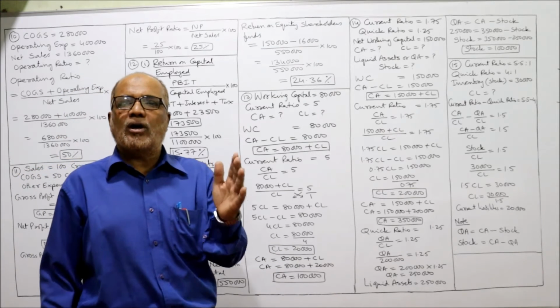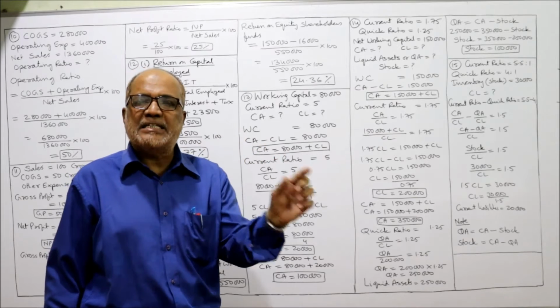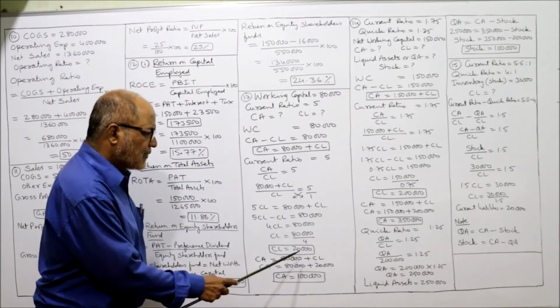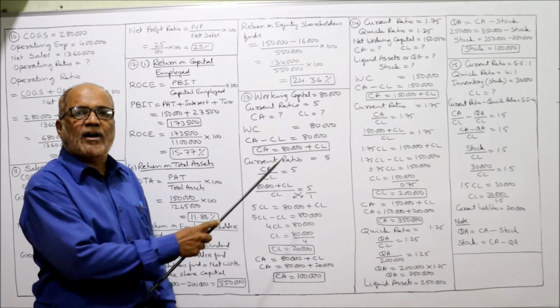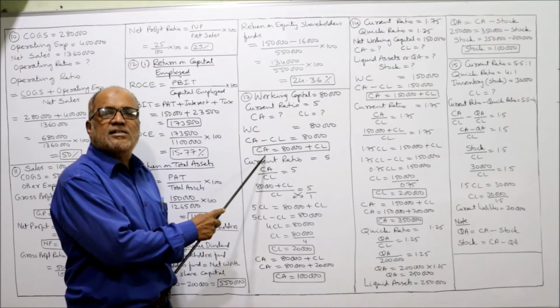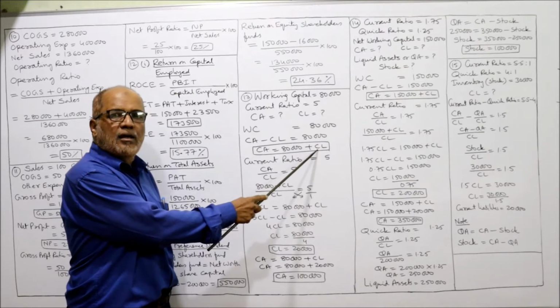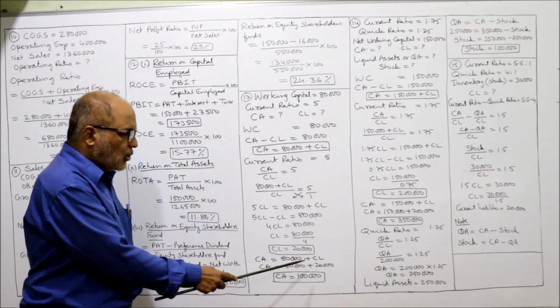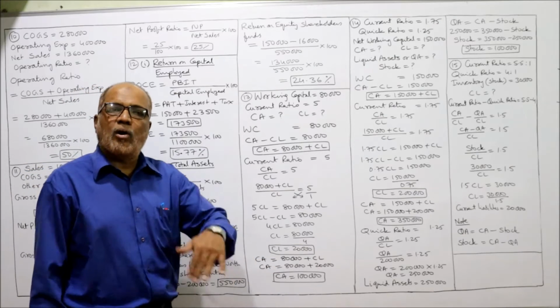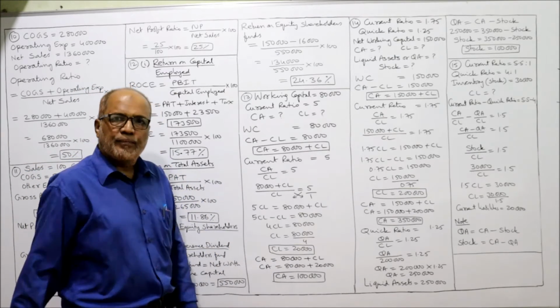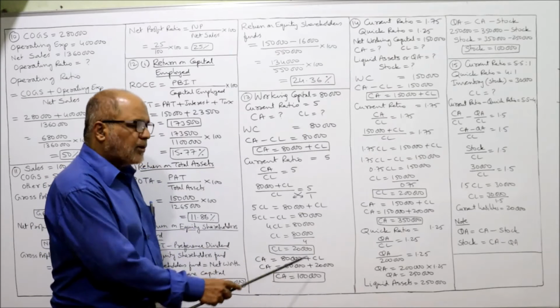We got the value of current liabilities, CL: 20,000. Now we need the current asset. What is the equation of current asset? Already we have written: current asset is equal to 80,000 plus CL. CL we got 20,000. So 80,000 plus 20,000, 1 lakh. We got the current asset 1 lakh and current liability 20,000.